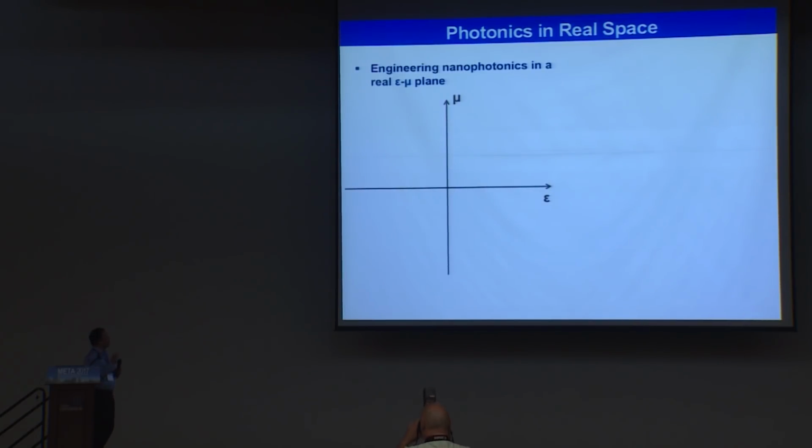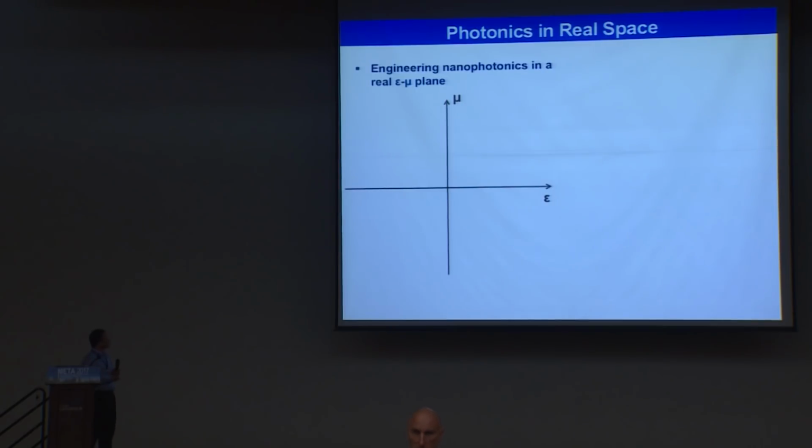So photonics in real space: we already see many examples where, by modulating the index in space, like photonic crystals or metamaterials, we get a lot of applications.